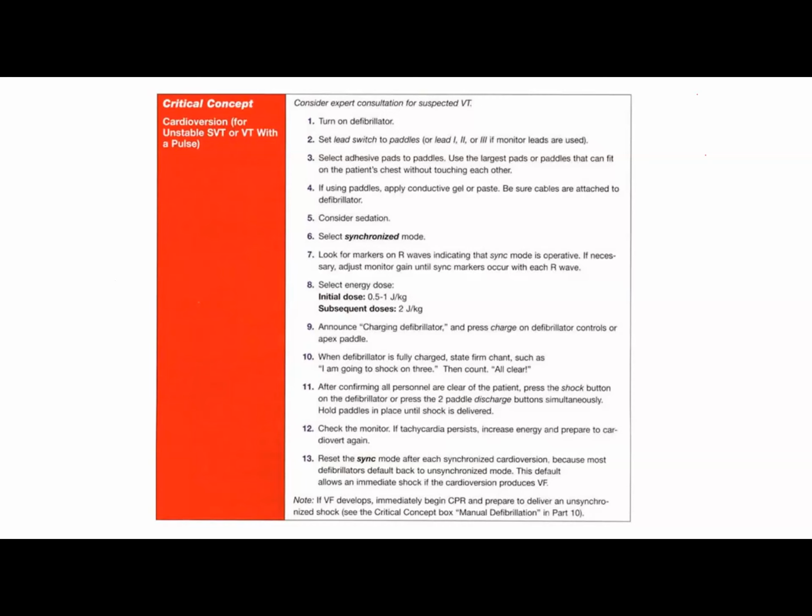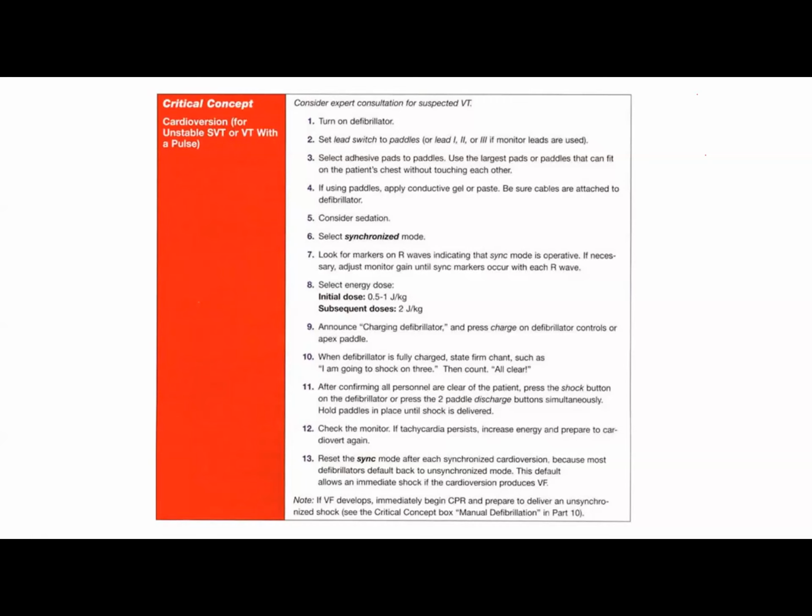Turn it on, see how many paddles it has got. Usually we have two pads that we attach, one to the right anterior part of the chest and the other to the axillary part of the chest, and we deliver the shock. So before delivering shock, make sure you have given adequate sedation or analgesia. Make sure you have an ECG diagnosis.